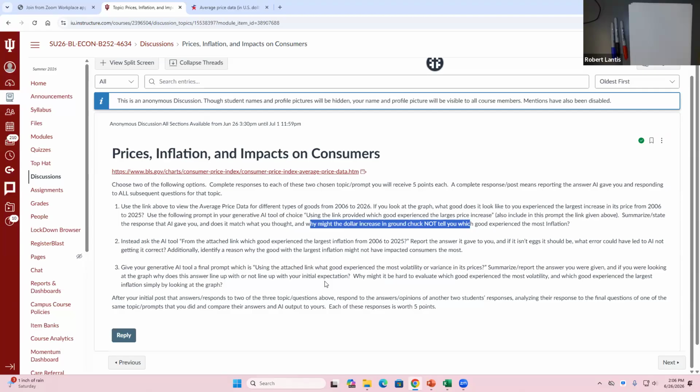You need to respond to 2 other students' posts, each one worth 5 points, making a total of 20 points possible on this assignment. 5 for each of your initial AI prompting and follow-up questions. You're choosing 2 of the 3, so 10 points there. And then 10 points, you're responding to 2 other students, each one worth 5 points.